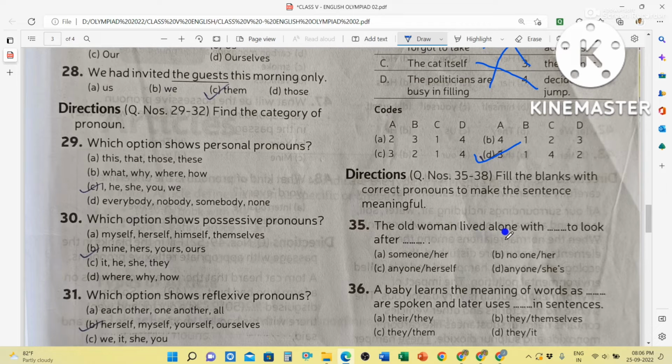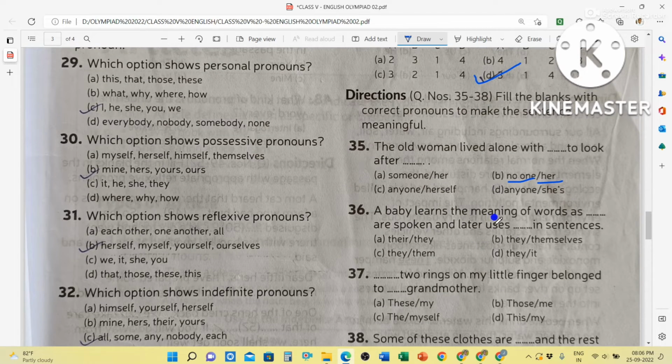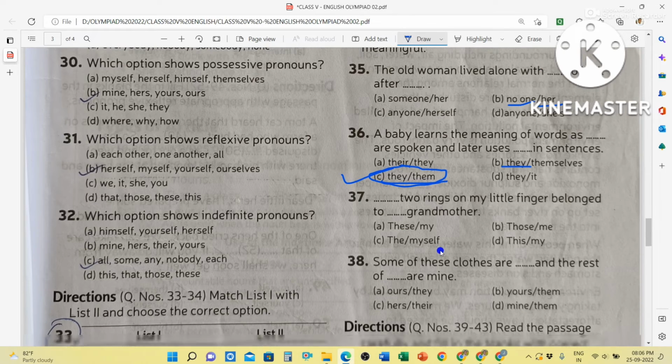The old woman lived alone with no one to look after her. A baby learns the meaning of words as they are spoken and later uses them. So here is the answer. A baby learns the meaning of words as they are spoken and later uses them in sentences.